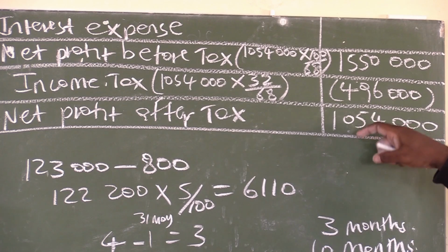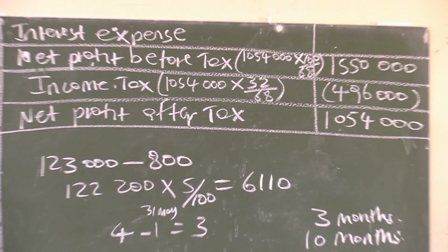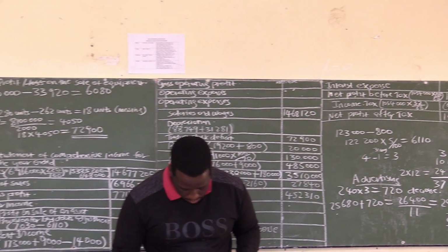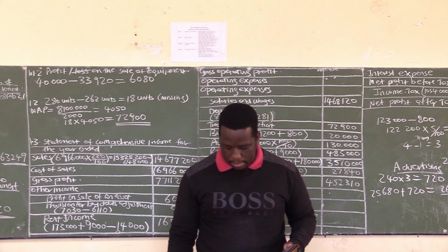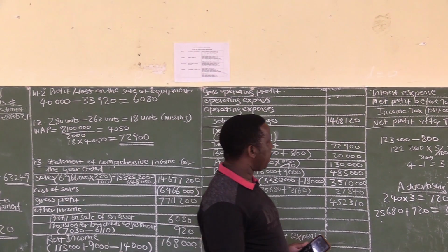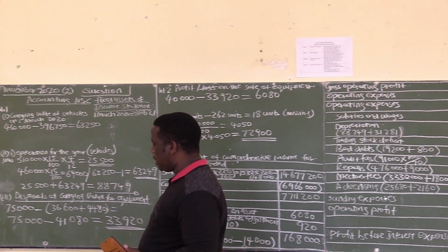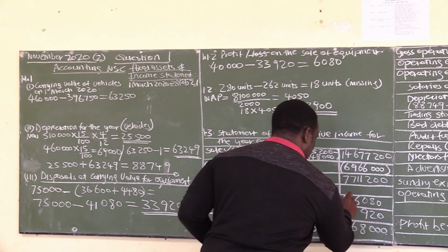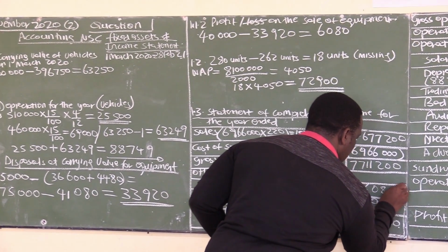Another option of getting this 1,550,000 was to just reverse by saying 1,054,000 plus 496,000, because the tax is a negative amount, to get 1,550,000. The interest expense here, which is interest on loan, has a question mark, which tells us that the interest expense is going to be a balancing figure. So let us now finalize everything here. We are now closing off the income statement. We are approaching the end of our lesson.